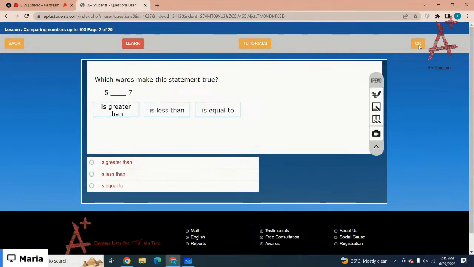Which words makes the statement true? 5 and 7. So which is the correct option?